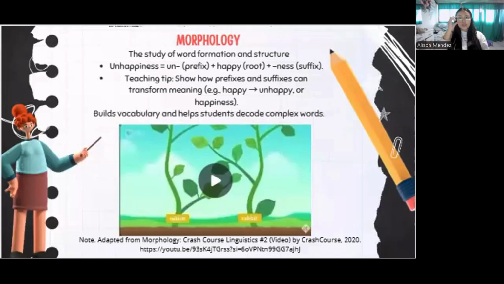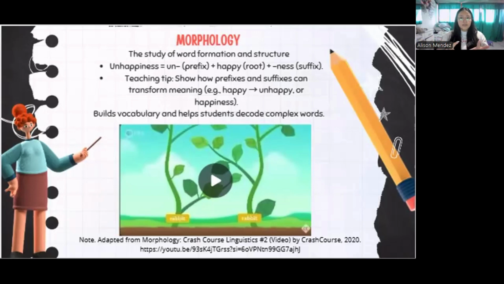Morphology focuses on how words are formed. For instance, adding the suffix "-er" to "teach" creates the word "teacher." By teaching morphology, we empower students to expand their vocabulary and recognize patterns in unfamiliar words.